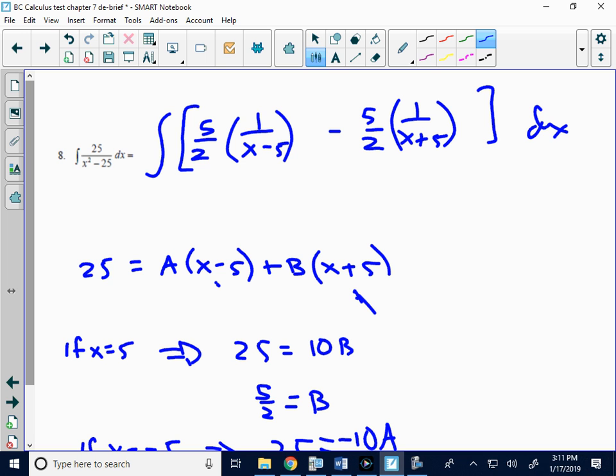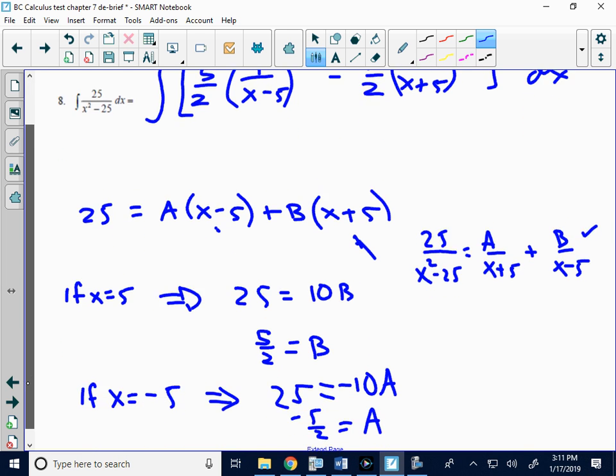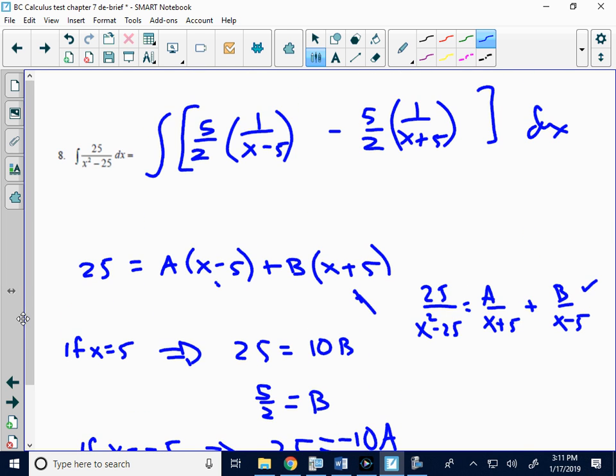Let me just double check real quick. We had 25, x squared minus 25. And I think I had A over x plus 5 and B over x minus 5. Characteristic equation, yeah, that's right. So the A is over the x plus 5. And A worked out to be, there we go. Okay, we got it. So now here's the antiderivative.